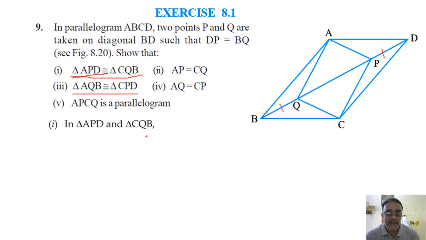In triangle APD and triangle CQB. So APD is here, look carefully, and CQB is here. Let me shade them. Now it is very easy to identify these two triangles. Now in these two triangles, DP is equal to BQ. Why? Given. And AD is equal to BC. Why? Opposite sides of a parallelogram. Very good.